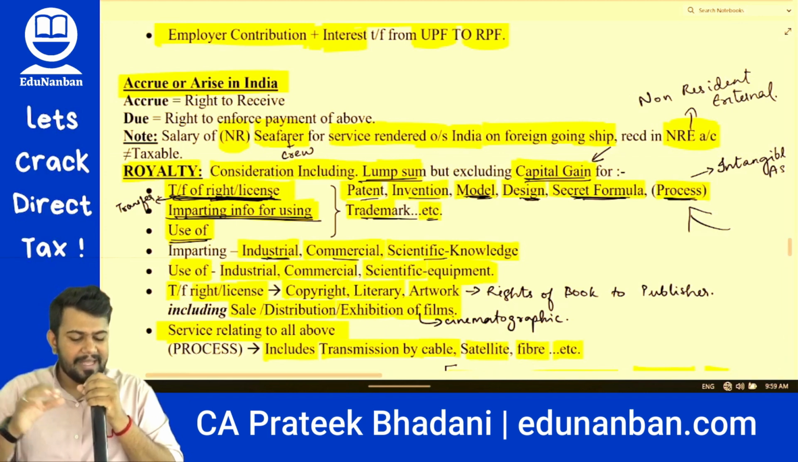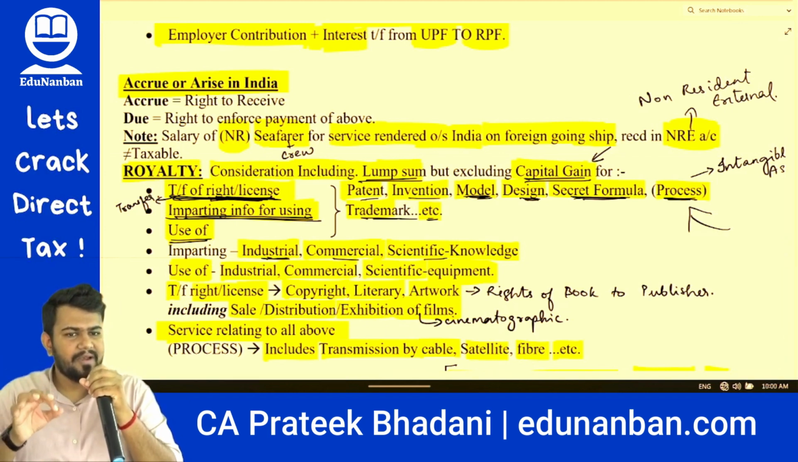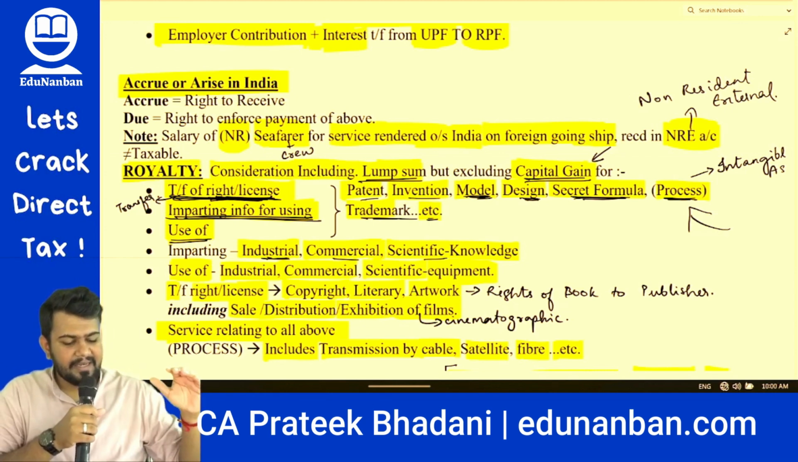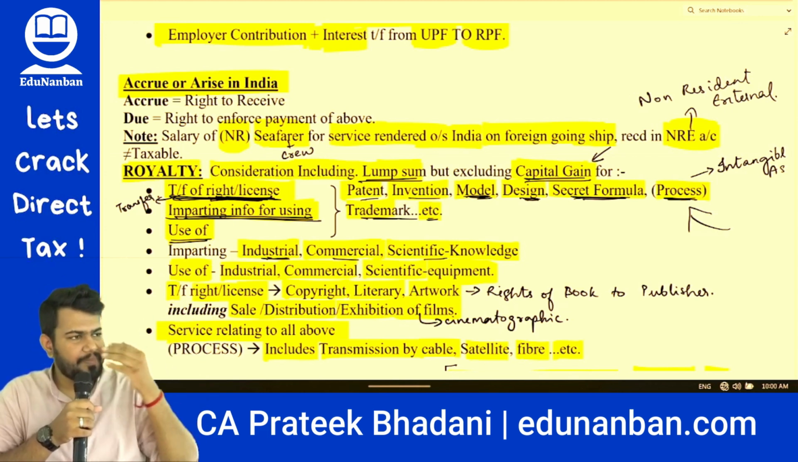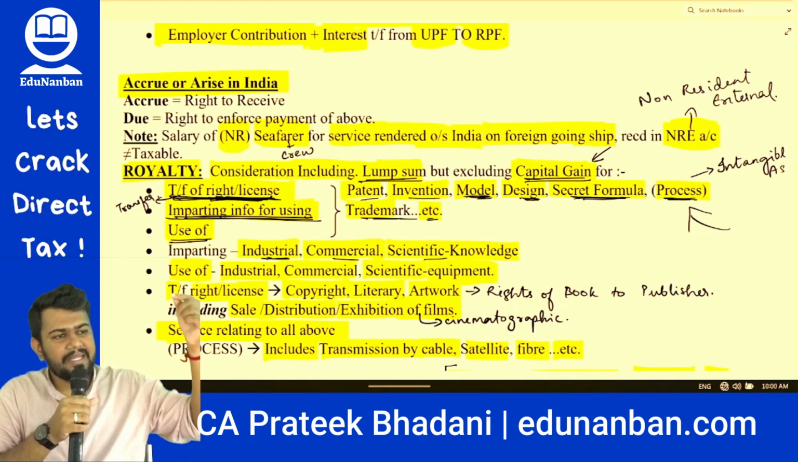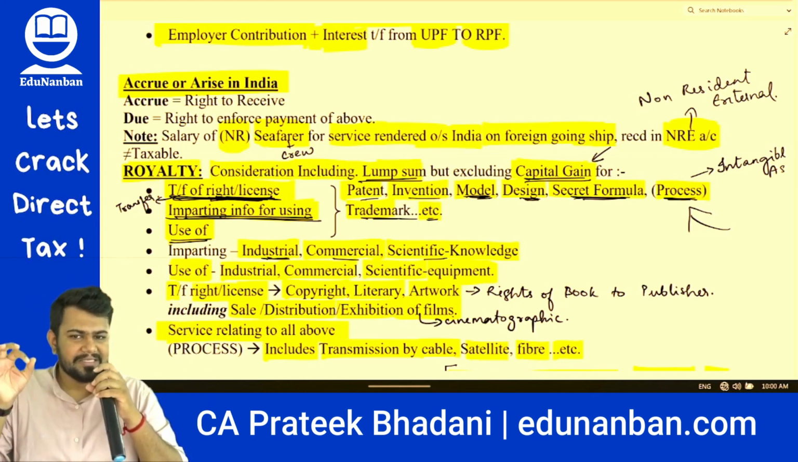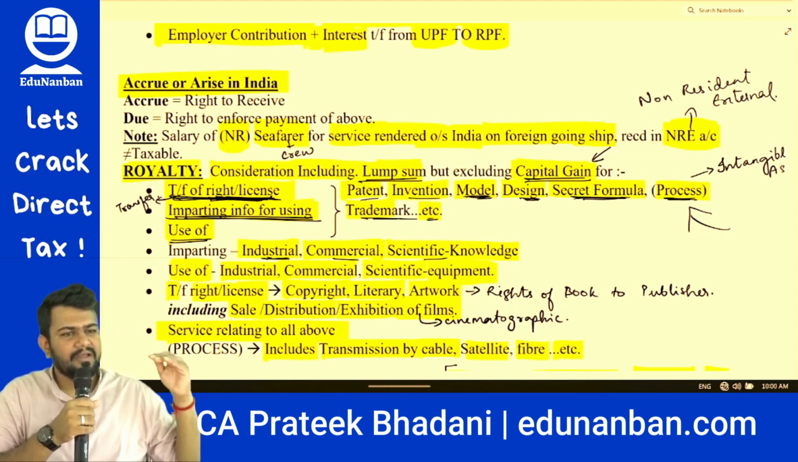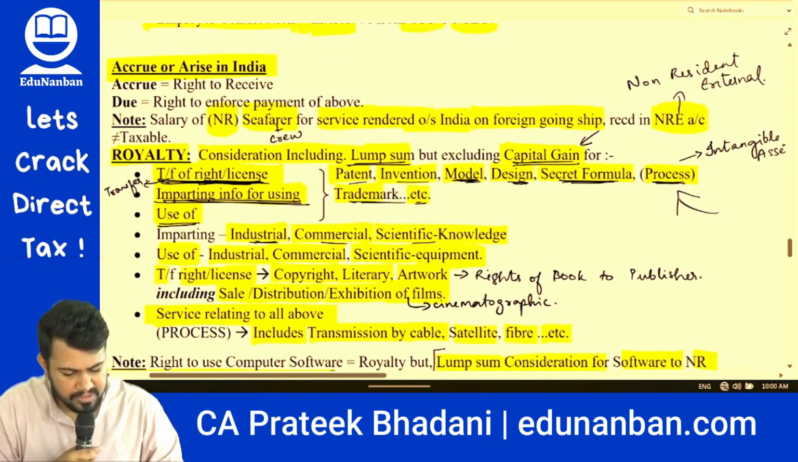What exemption? If there is a non-resident seafarer, it means what? A crew member who is not a resident and he is rendering service outside India on a foreign going ship. The ship is going outside India and he is rendering service outside India. That money is received in NRE account, non-resident external account. Such amount will not be taxable. Okay, so it is a very specific point. You have to learn this point by heart in case there is a multiple choice question or something.